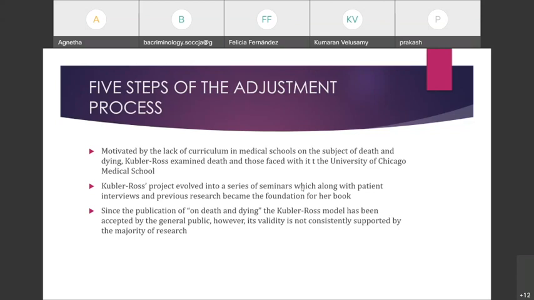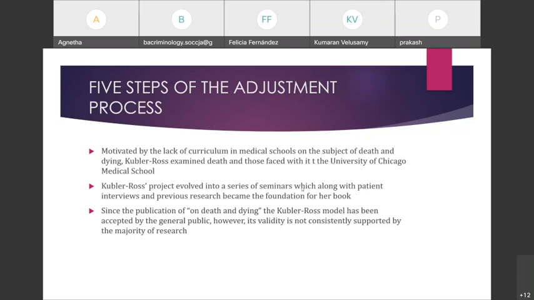So this Kubler Ross, she developed a project, and it basically evolved into a lot of seminars. What was this based on? It was based on interviews with the patients, and it was also based on previous research. She did a lot of previous research and she interviewed many people, and she gave a lot of seminars on this, and she also made a book.